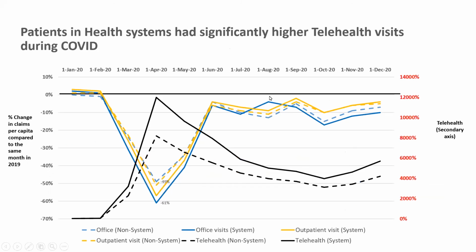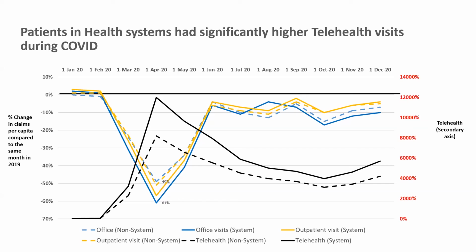Okay, so that's the first one on the skilled nursing facility end. We then look at various other measures. The yellowish one is outpatient visits, which look very similar between the systems and the non-systems. Again, they're both down a ton, and then they come back near where they were. You read these percents off the left-hand graph.